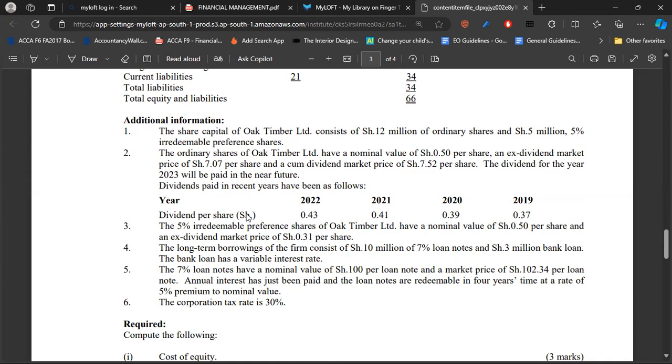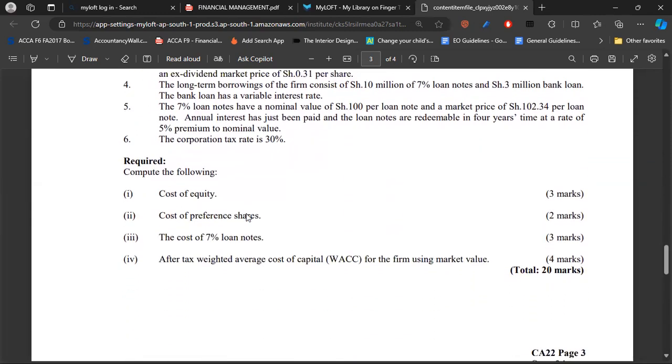The long-term borrowings of the firm consist of 10 million of 7% loan notes and 3 million bank loan. The bank loan has a variable interest rate. The 7% loan notes have a nominal value of 100 per loan note and a market price of 102 per loan note. Annual interest has just been paid and the loan notes are redeemable in 4 years' time at a 5% premium to nominal value. The corporate tax is 30%. Required: cost of equity, cost of preference shares, cost of 7% loan notes after tax, and the weighted average cost of capital for the firm using market values.